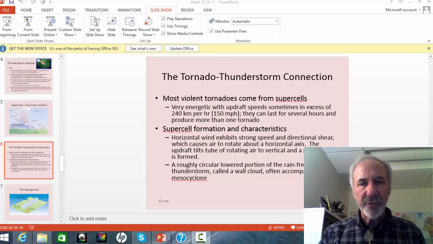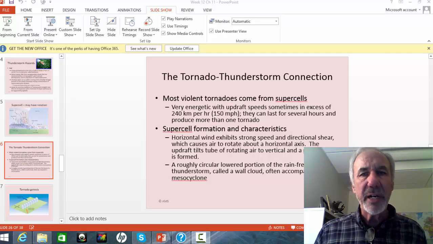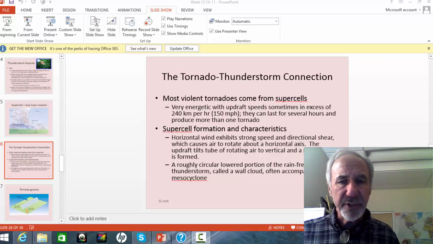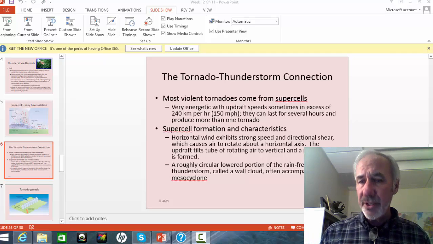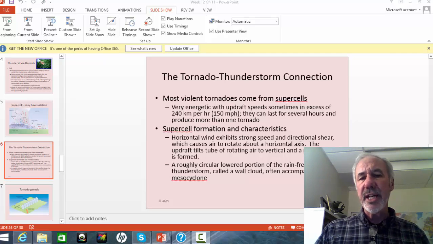Okay, we're back, Geography 212. For the second half of this chapter, we'll talk about tornadoes. And the slide starts off with a tornado thunderstorm connection. In other words, the only way you're going to get a tornado to form is out of a cumulonimbus cloud.